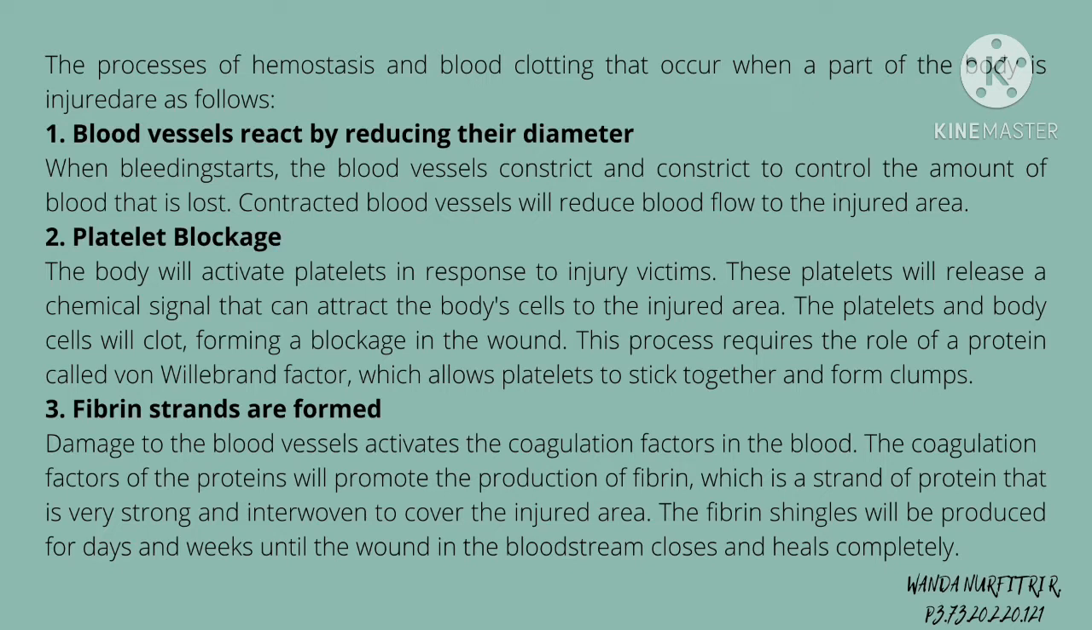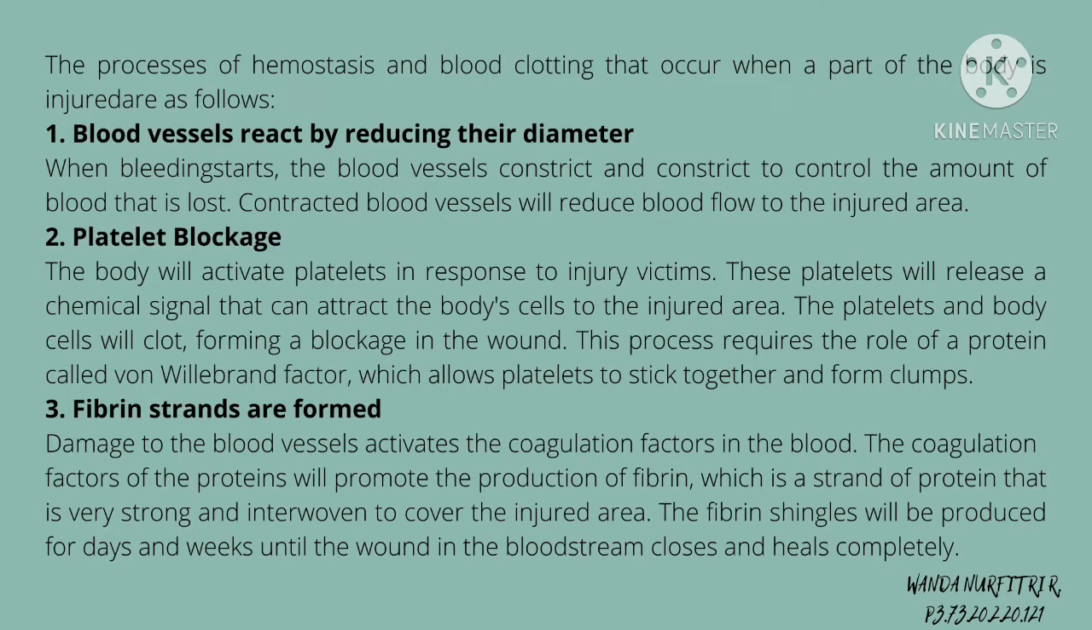Second, platelet blockage. The body will activate platelets in response to injury. These platelets will release a chemical signal that can attract the body cells to the injured area. The platelets and body cells will clot, forming a blockage in the wound. This process requires the role of a protein called von Willebrand factor, which allows platelets to stick together and form clumps. Third, fibrin strands are formed.